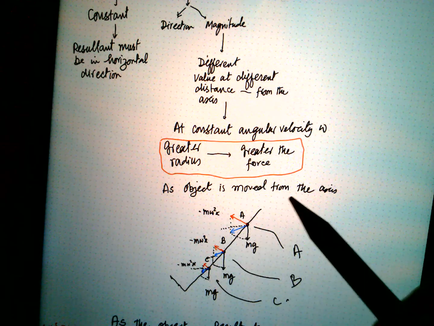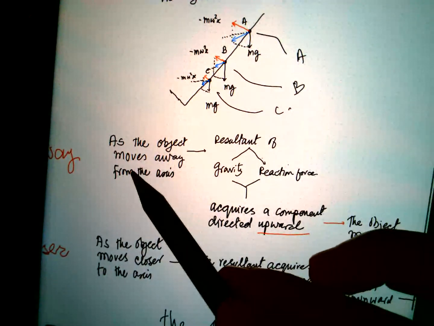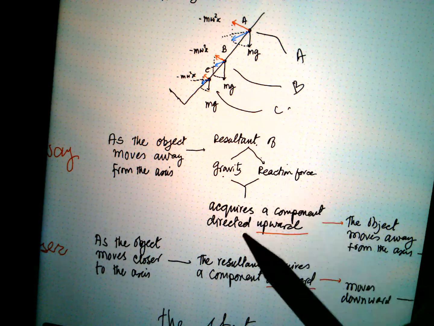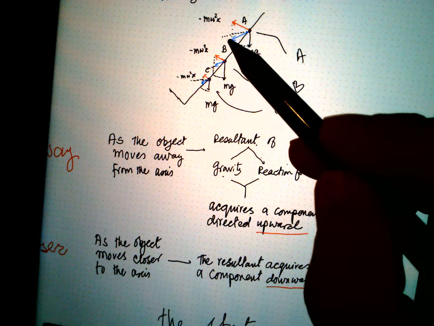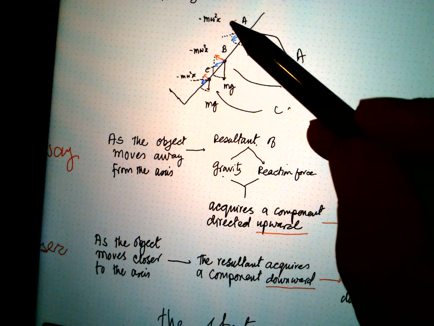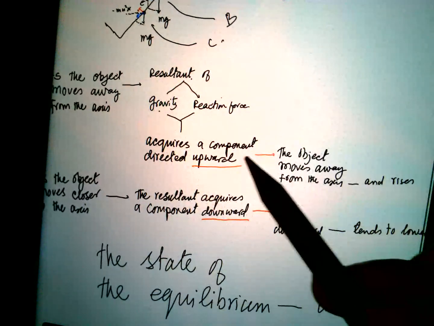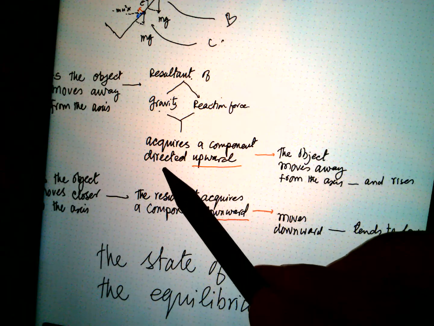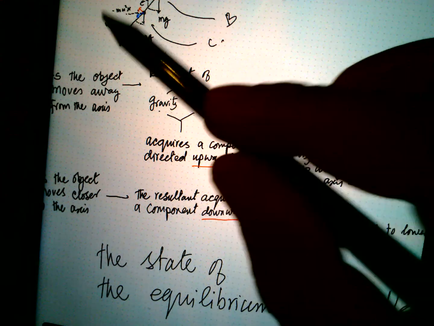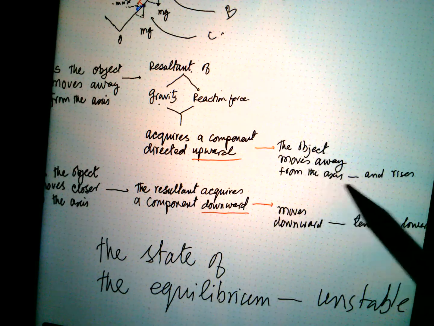If the object moves away from the axis, the resultant of the gravity and the reaction force, this blue one, changes. The more the x displacement, the more the force, and so the more the resultant. That means the resultant acquires a component upward if the object is moving away from the center, this point O. The object moves away and rises.